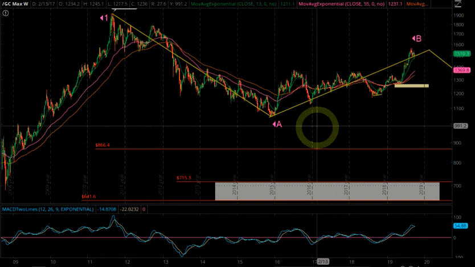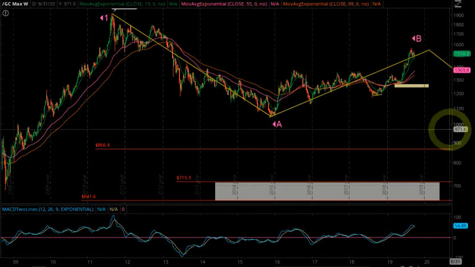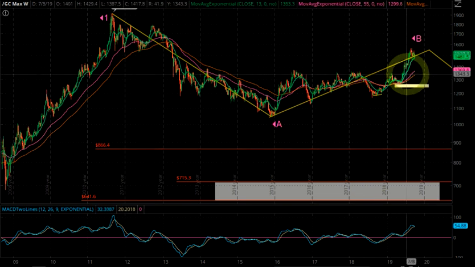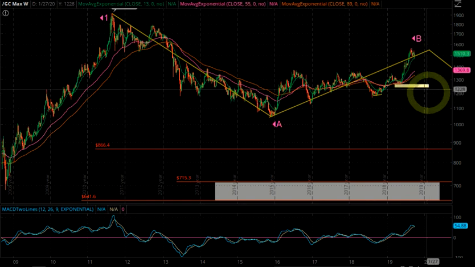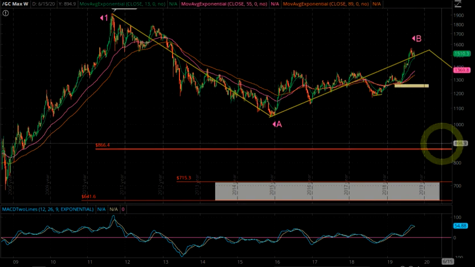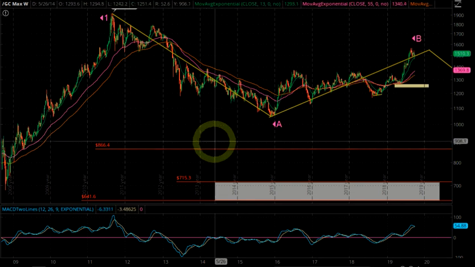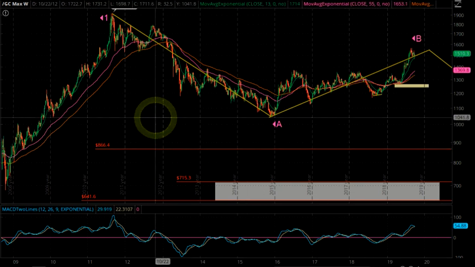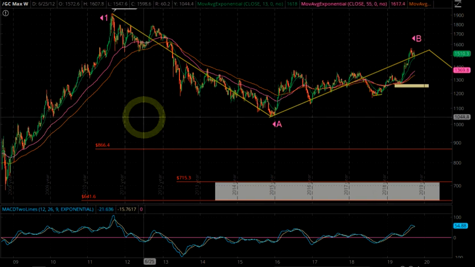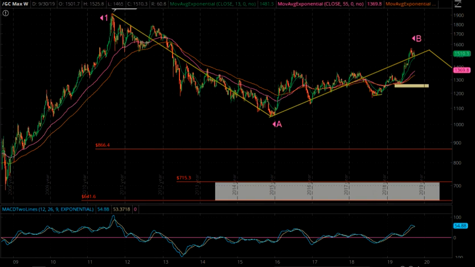So if this is 1, A, B, and we're looking for C to be down here somewhere, you'll know because we'll have like a blow off. It'll probably last a week of just really scared selling going into the bottom, and usually that kind of marks the end of a wave C. It usually is a little bit violent at the very end. In fact, that's a good way to notice one.